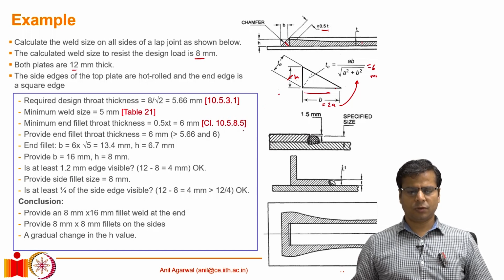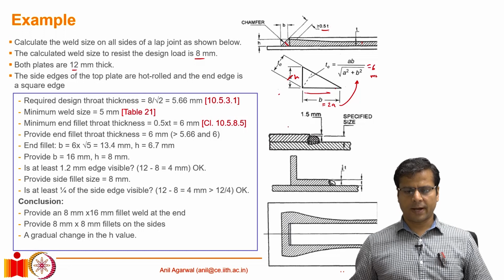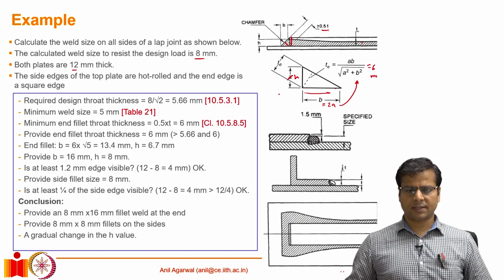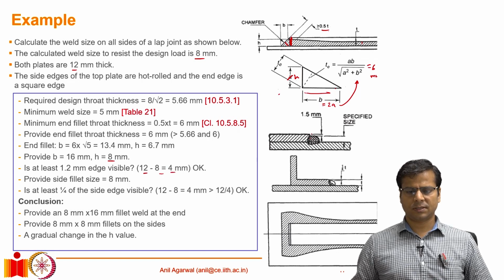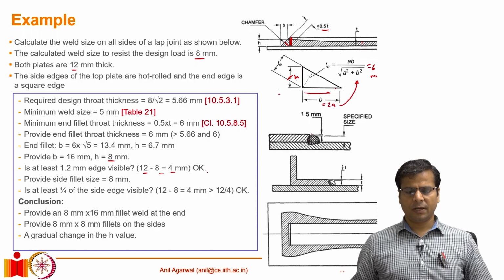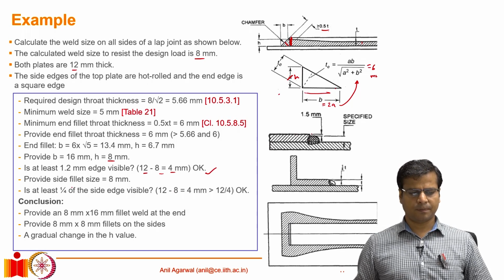Now we need to make sure that the other requirement, of the edge thicknesses being visible after the welding, is satisfied or not. At the square edge, the vertical dimension of the weld is 8 millimeter, the plate is 12 millimeter thick, therefore we have 4 millimeter of unwelded surface which is visible outside the weld, and that is greater than 1.5 millimeters, therefore that requirement is satisfied.